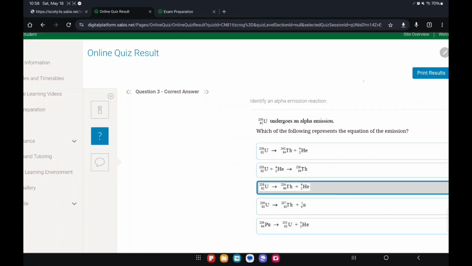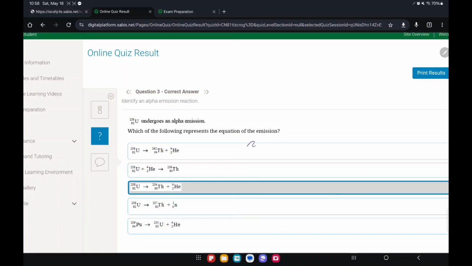Question 3. Which represents, okay, it undergoes an alpha emission. Alpha emission يعني it's in the product. Alpha is always He 4 2, helium-4. So let's check the first one, for example. 242 plus 4 is 246, but here is 238, so obviously it's wrong. Here it's wrong because it's in the reactants. You can prove it. If you add them up, you get 242. Here you have 239, so obviously that's wrong.